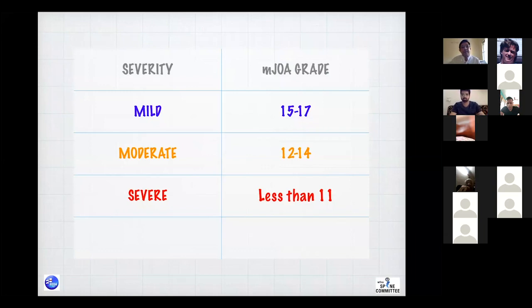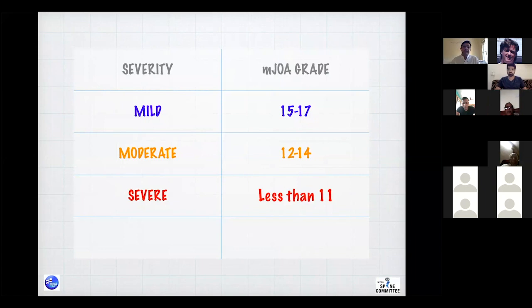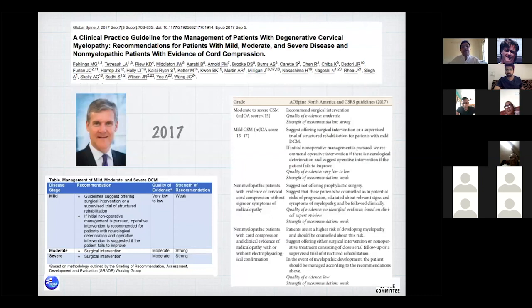So we divide the severity of the neurological status of the patient of cervical spondylotic myelopathy into very mild grade, which is about 15 to 17. The moderate is 12 to 14, and the severe is less than 11. It's quite obvious. It's like we do see the Glasgow scale, and the MJOA has this scale. So anything which scores between 15 and 17, we keep it very mild problems, and moderate is 12 to 14, and severe is 11. Now, with this background, we go to the latest of what is happening in the world.